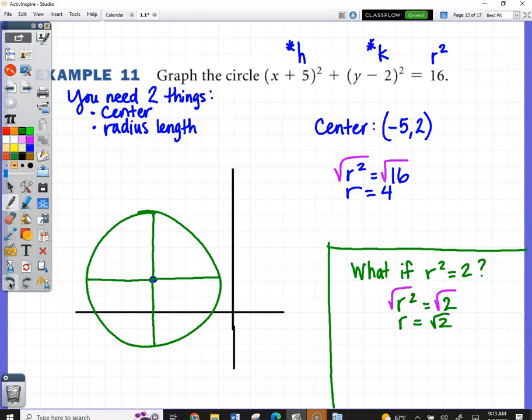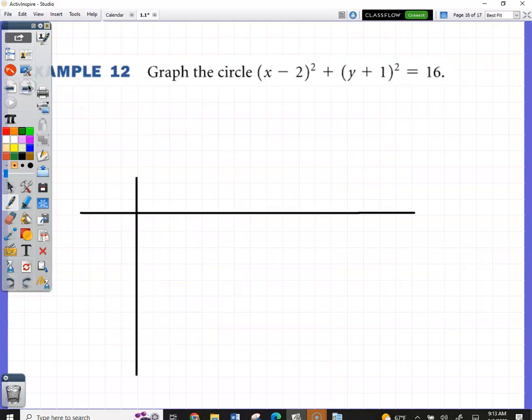You do get a square root, or like a radical, on one example. When you find the length of the radius, it ends up being the square root of 2. The length of the radius is. Alright, last example. Graph this circle.